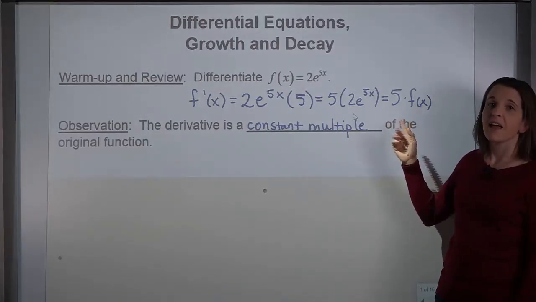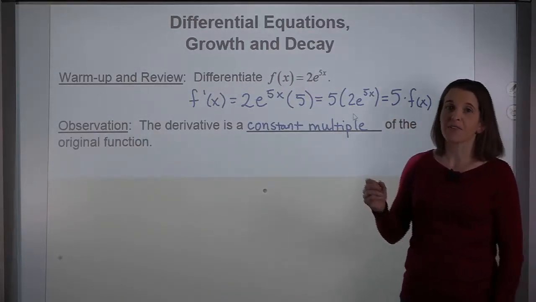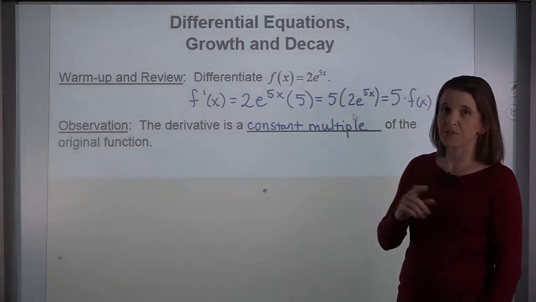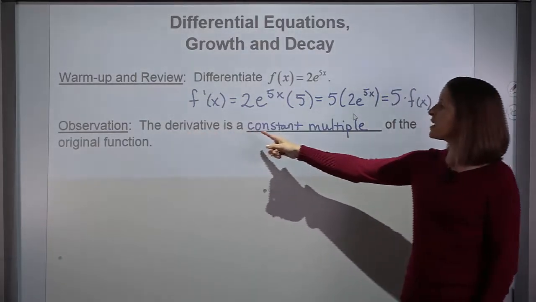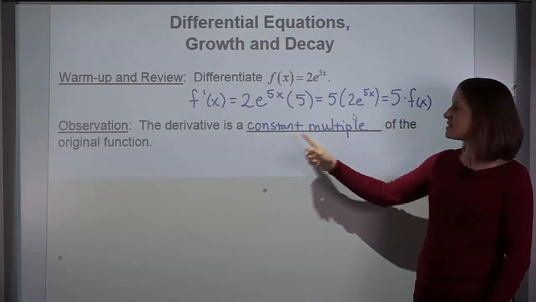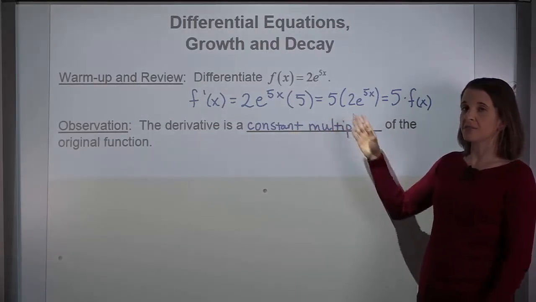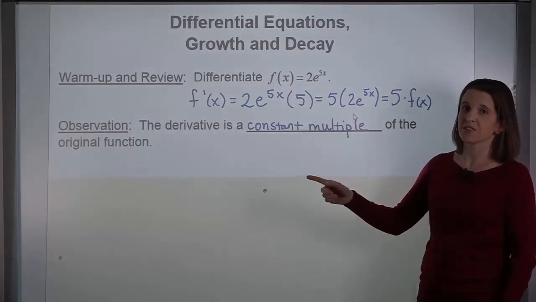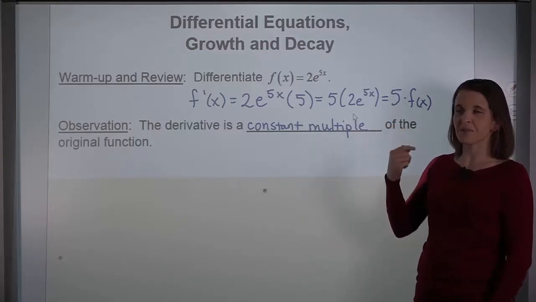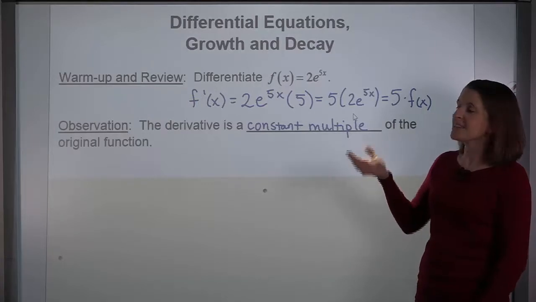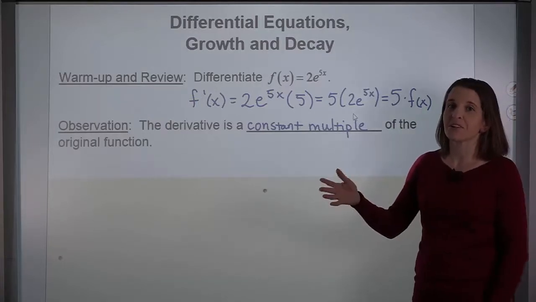Well, the 2e to the 5x part was our original function, and so we have 5 times our original function. And that's really special about the exponential, specifically the natural exponential function. So notice that the derivative ended up being a constant multiple, right? Just 5 times the original function. So keep that in mind in a couple of minutes when we need to think about what function has a derivative that is just a multiple of the original function.